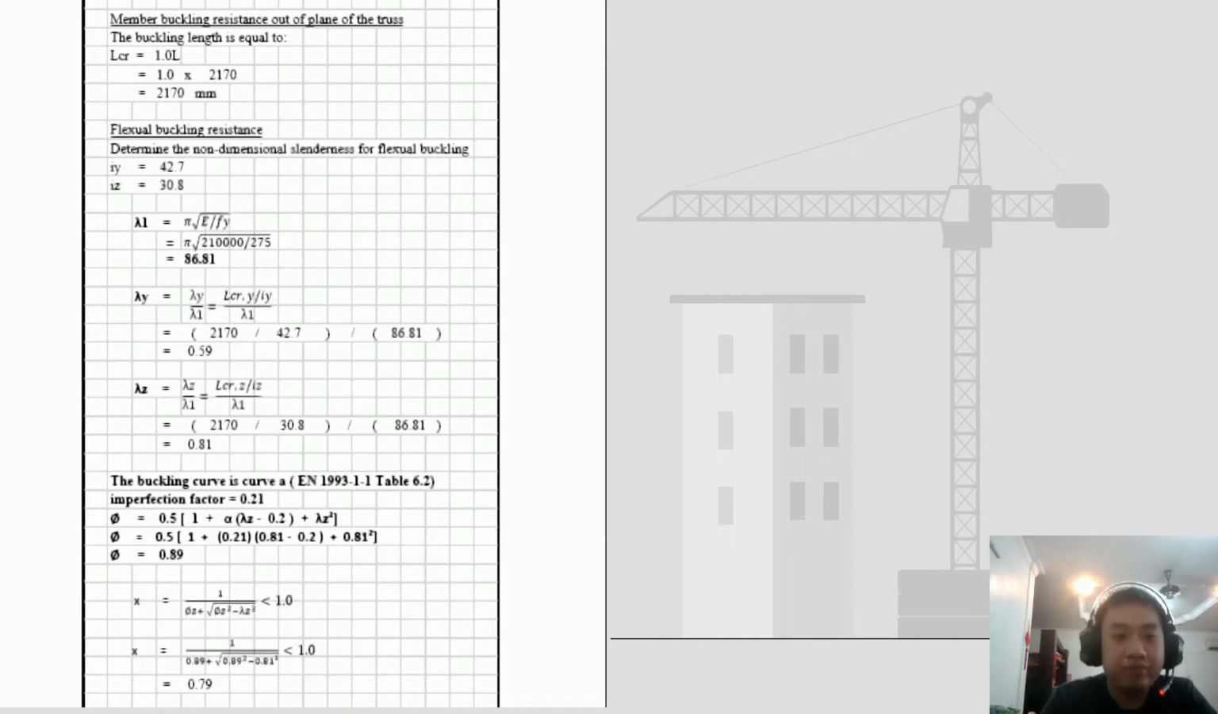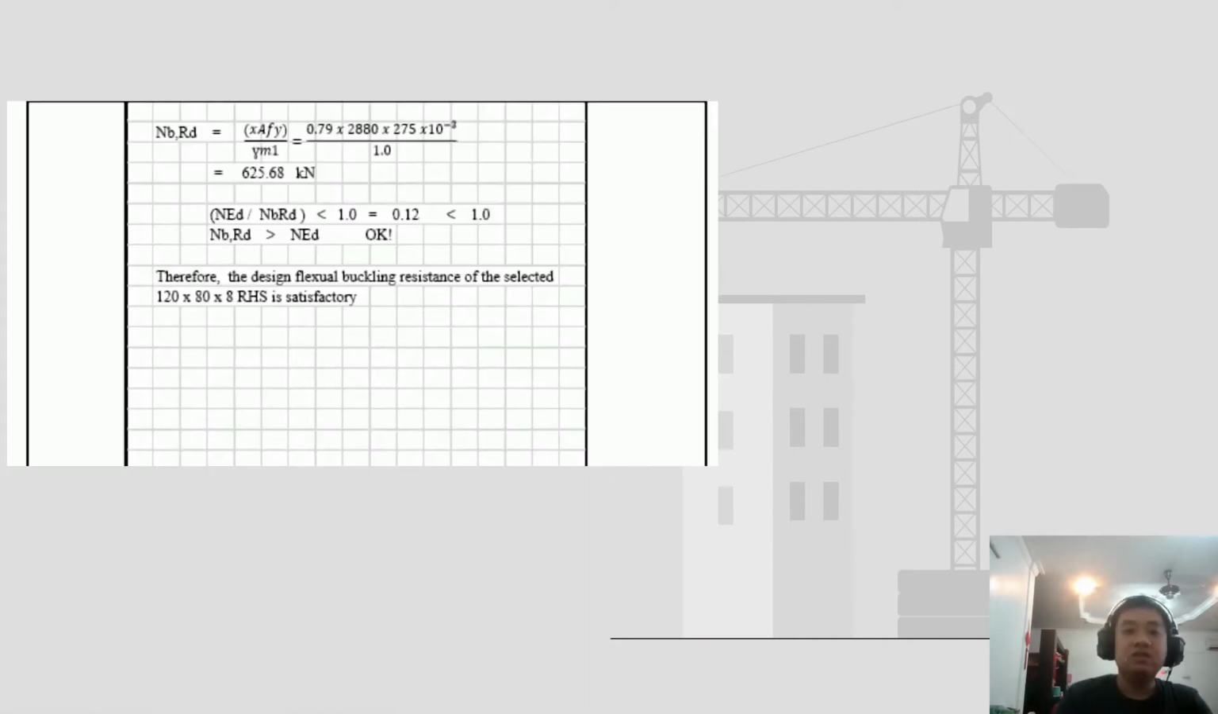After that, we do the out-of-plane buckling resistance, and we find the Lcr first, and then we find the lambda, and the angle and chi. After we find it all, then we do the NbRd. If NbRd is larger than NEd, that should be okay. That means the buckling resistance of this selected size should be okay.